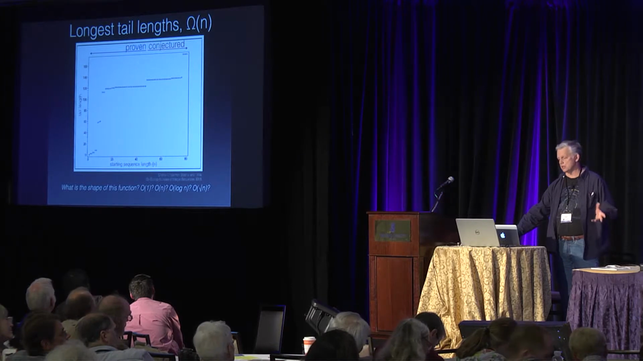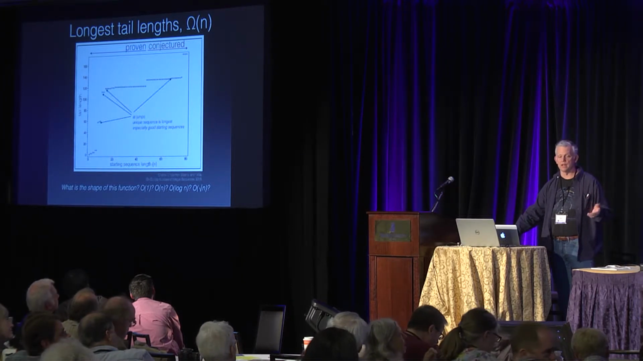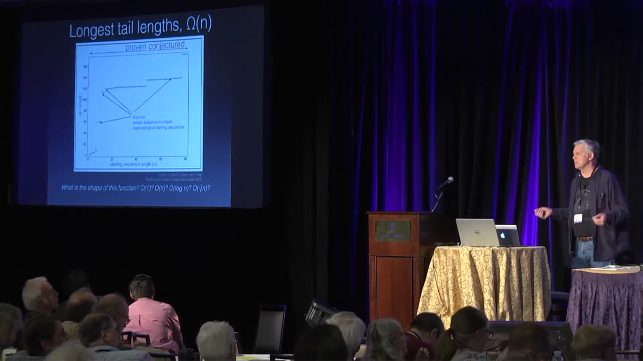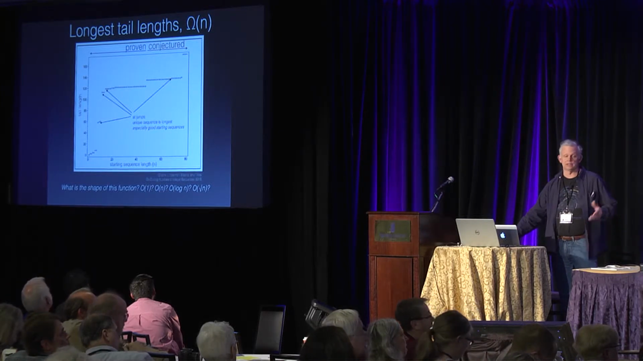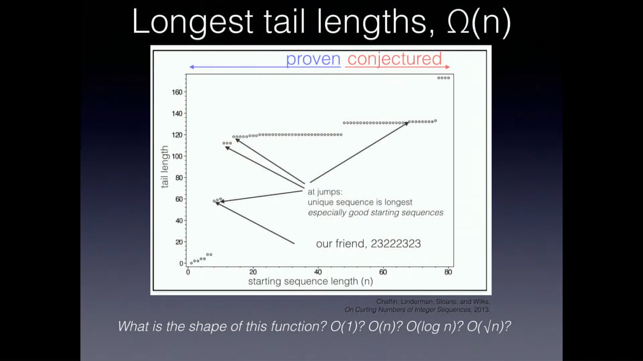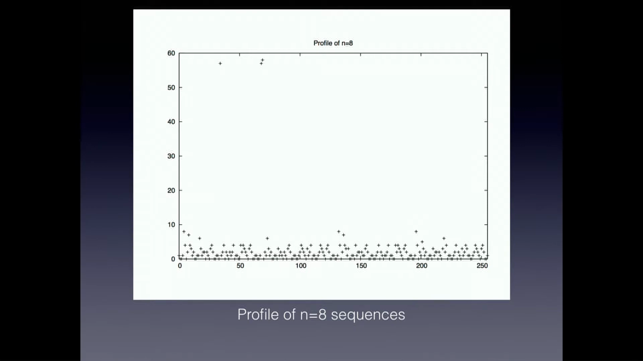And so the question is, here's this curve, and what is the shape of this curve? Is it linear? Is it logarithmic? Is it exponential? I mean, it really is hard to identify with just 80 data points. There's our friend 2, 3, 2, 2, 2, 3, 2, 3. We just don't know anything about the shape of this. Now, maybe another way to take a look at this is to take a look at all 256 different ways of writing 2s and 3s and try to identify what their curl lengths look like or the tail lengths look like.